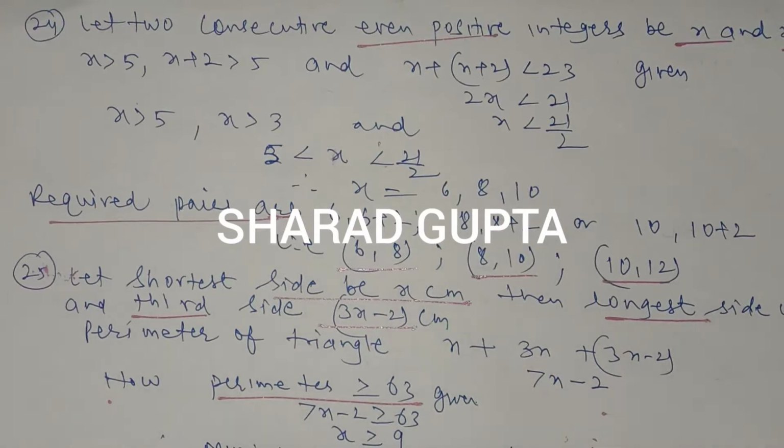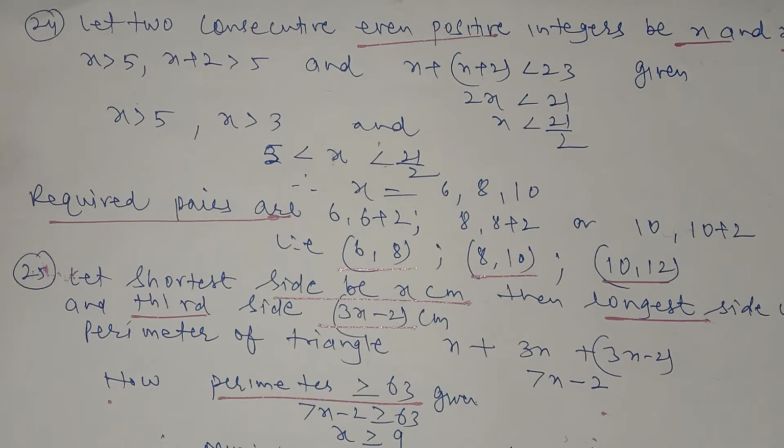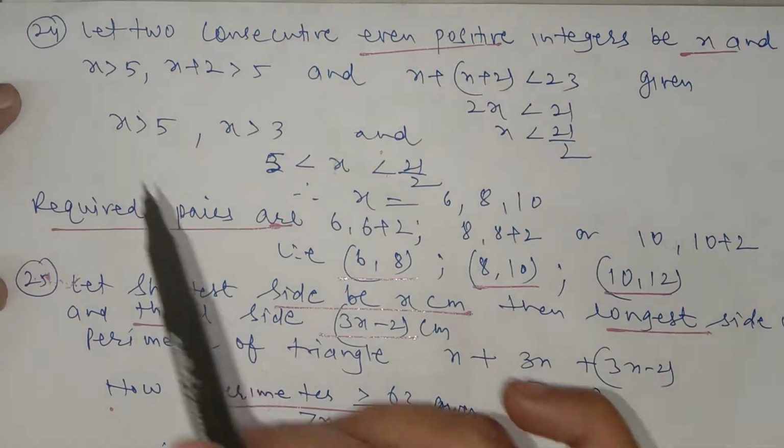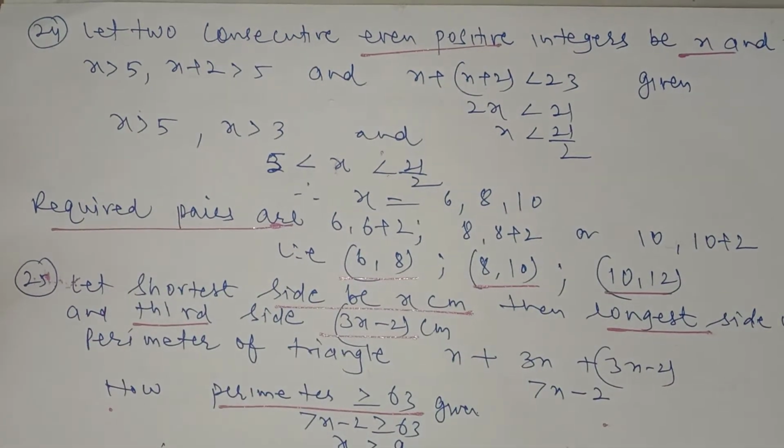Hello, this is lecture number 3 for the chapter Linear Inequations for class 11th, and we were discussing the second exercise. Let us take question number 24. It is given that there are two consecutive positive even integers, both greater than 5, and the sum is less than 23. You have to find those pairs of positive even integers.